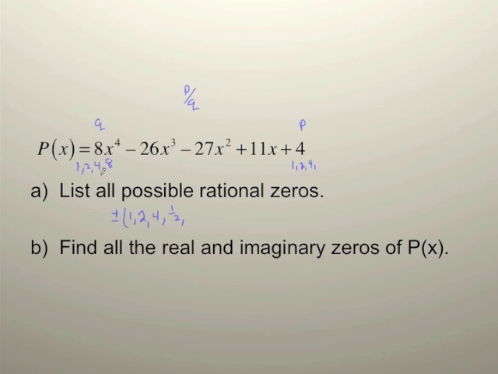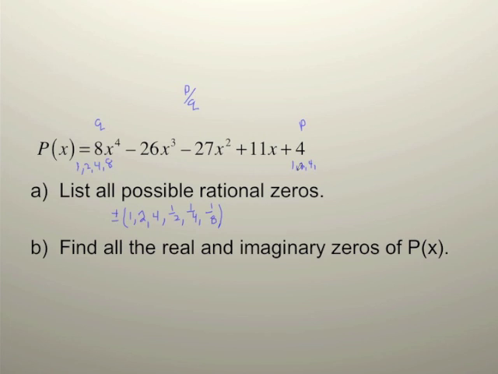Now I'll go to 4. 1 divided by 4 is 1/4. 2 divided by 4 is 1/2, I already have. 4 divided by 4 is 1, I already have. Now I'll divide by the 8. 1 divided by 8 is 1/8. 2 divided by 8 is 1/4. 4 divided by 8 is 1/2. So I have 1, 2, 3, 4, 5, 6, double that, 12 possible rational zeros to this polynomial.